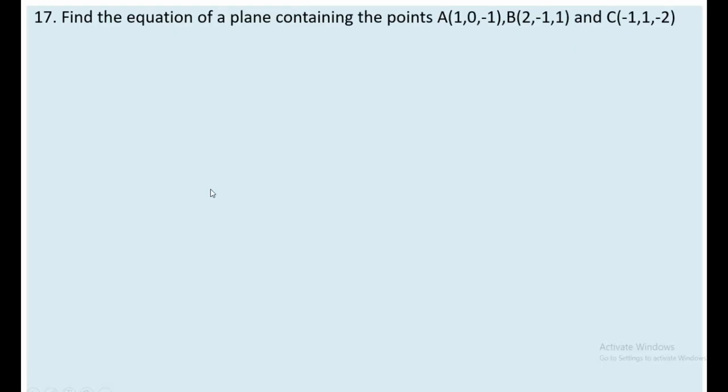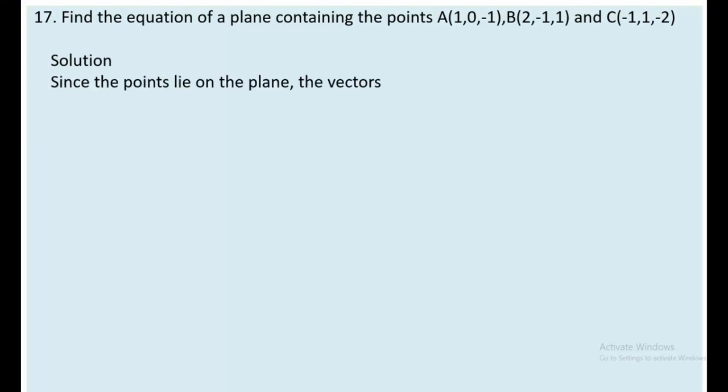Okay, students, again, let's proceed. Coming next is question number 17. It says, find the equation of a plane containing the points A, B, C. These 3 points are given. So let's now find the equation of the plane.